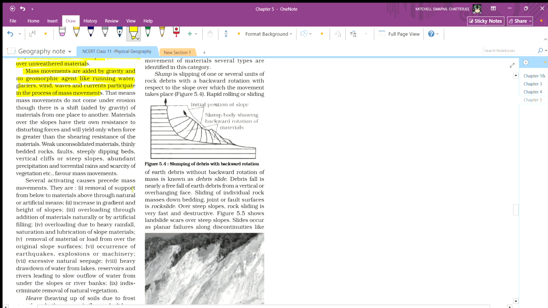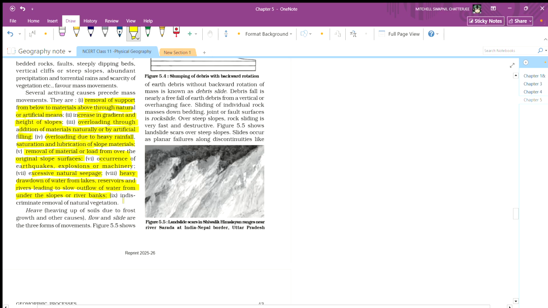They are: removal of support from below the materials, by natural or artificial means; increasing gradient and height of slope; overloading through addition of materials naturally or by artificial filling; overloading by heavy rainfall, which also causes mass movement; saturation and lubrication of slope materials; removal of materials or load from over the original slope surface; occurrence of earthquake, explosion, machinery, excessive natural seepage; and heavy drawdown of water from lakes, reservoirs, or rivers, leading to slowed outflow of water from under the slope or riverbank.